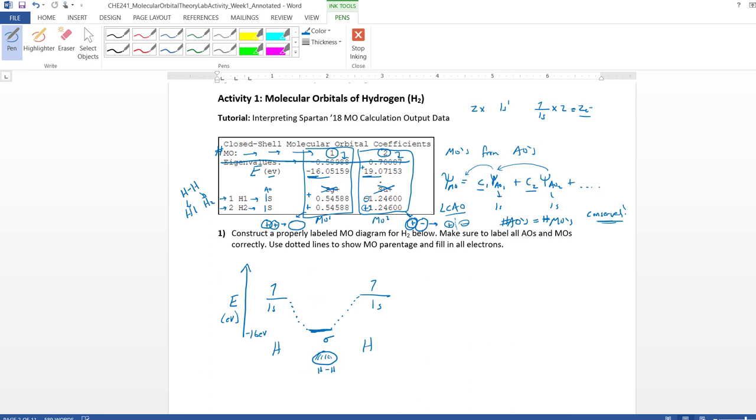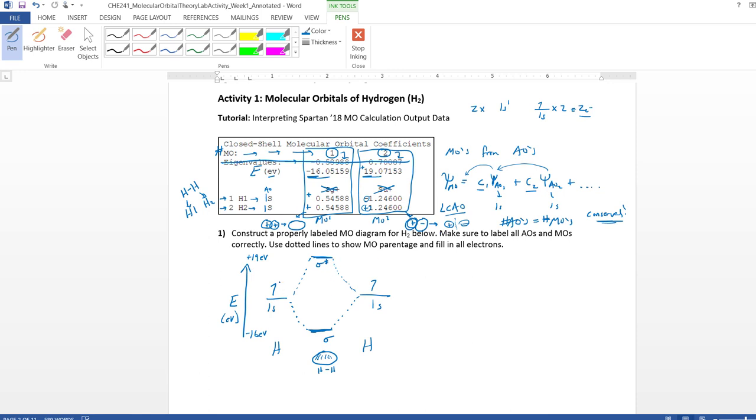And then you're going to say, if I have a constructive version, I better have a destructive version. I'm going to put it way up here, and I'm going to say this is about positive 19 eV. And that was also made by the destructive interaction of these two 1s orbitals. And this is going to be a sigma star because it formed a node. You have this antibonding combination that's high energy.